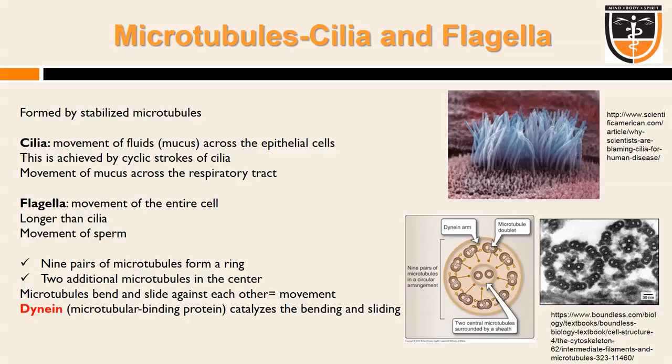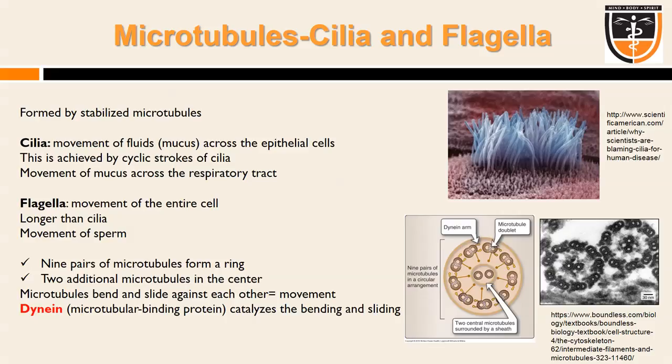Now, microtubules also form cilia and flagella. So what are these? These are really cool stuff. As you know, they're formed by stabilized microtubules. They don't fall apart. They're stabilized. So cilia are found in your respiratory system. You know that cells that line your respiratory system have those little hair-like projections. Those are cilia made from microtubules. And they will move in one direction, towards your mouth. They want to move mucus and content out. So they will move in cyclic strokes towards the mouth. And they ensure that there is adequate movement throughout the respiratory tract.